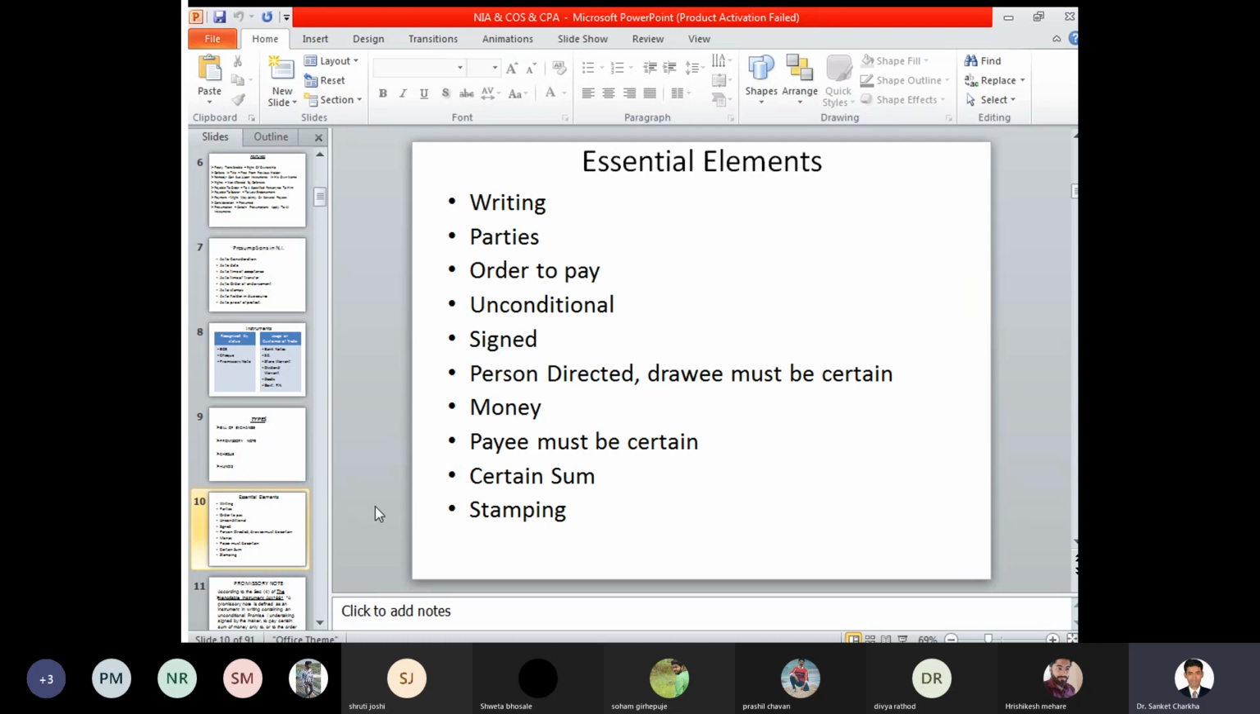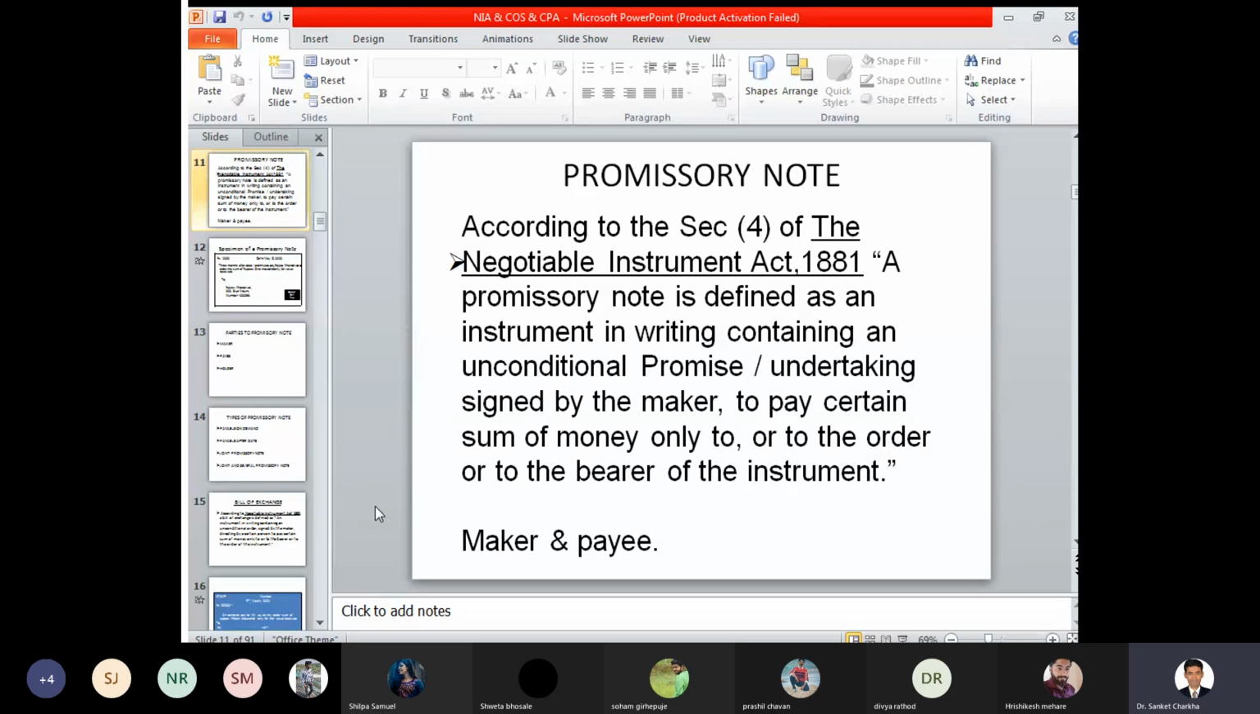In case of a bill of exchange, the stamp duty is at least 1 rupee, but in case of a check, the stamp duty differs from bank to bank. A bank may charge you a stamp duty of 2 rupees, 2.5 rupees, 2.3 rupees, 3 rupees, and so on. So it keeps on differing.